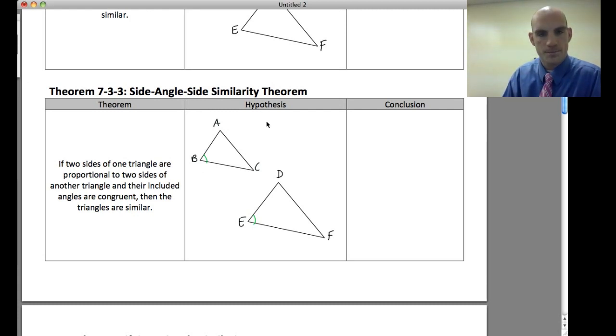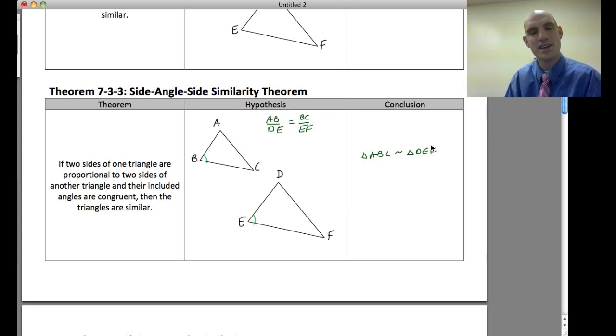The other thing is this. If I know that I have a side, AB over DE, and it's proportional to another side, and the angle between them is congruent. So if I have a side, an angle, and a side, so AB is proportional to DE, BC is proportional to EF, and the angle between them, the included angle, is congruent, then my conclusion is that triangle ABC is similar to triangle DEF. Once again, three pieces of information: the side, the angle, and the side.